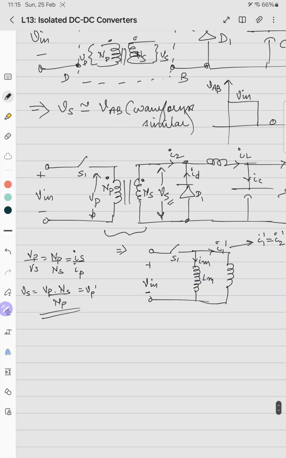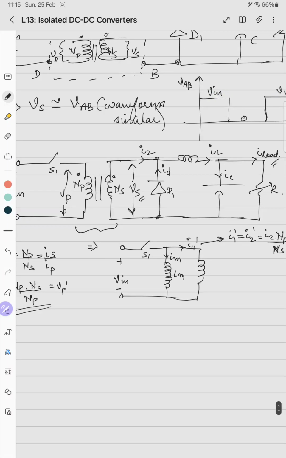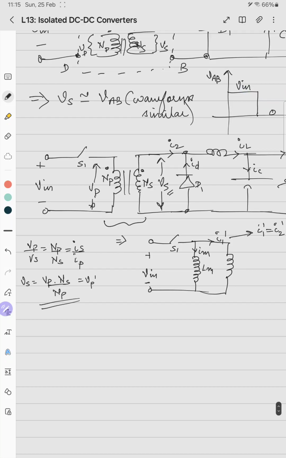And when the switch S1 is off, typically what should happen is that the inductor current IL should free wheel through the diode D1, which means that if the diode D1 is conducting, the voltage across secondary will be 0, because now the inductor current wants to free wheel.